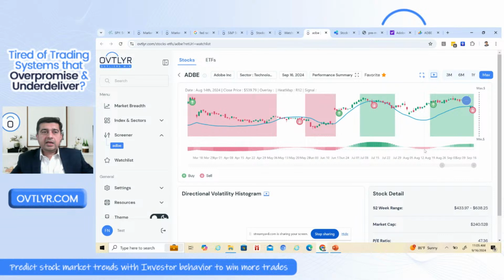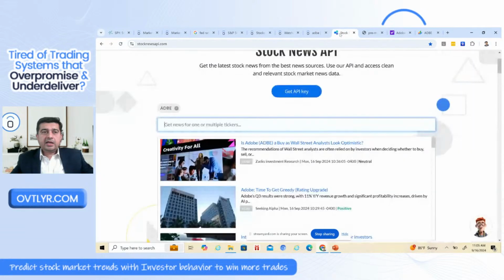Once you start looking at this oscillator more and more along with the heat map, you will see the value of this oscillator. Again, coming back to what other things I look at: news. I know Chris doesn't look into news that much, but I feel like there are times when news can really move the stock up or down.